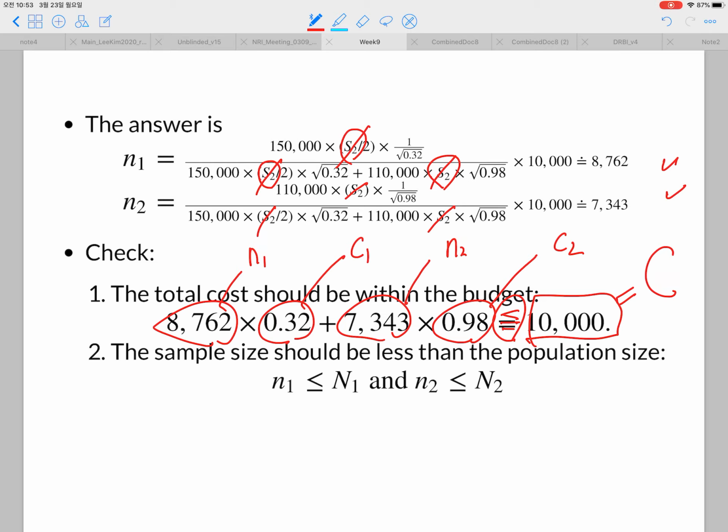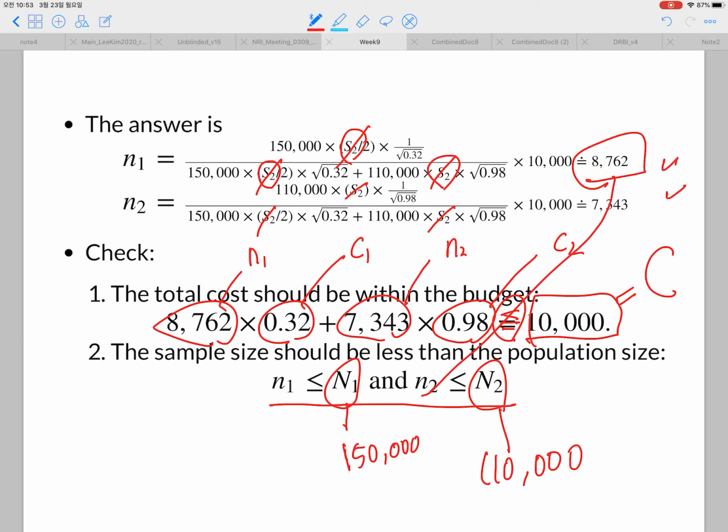The second constraint is this. So here we have 150K. So we have enough population size, right? So the answer, this one, is smaller. So this is n1 and n2. So they are the final solutions.